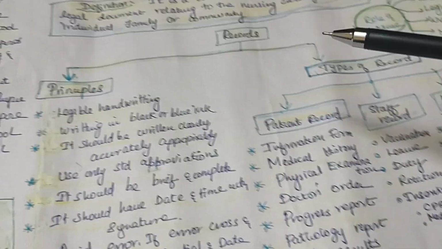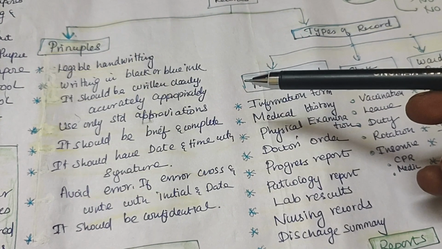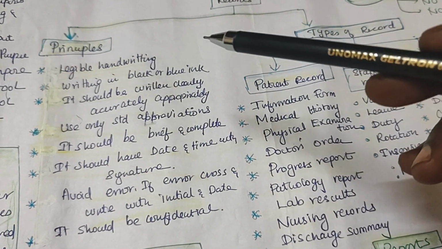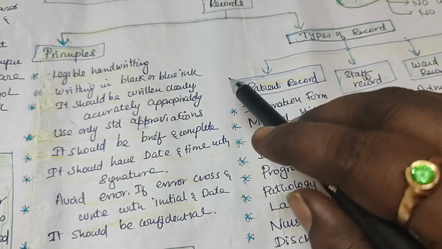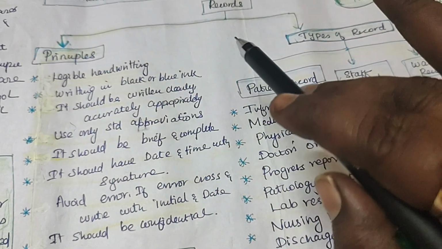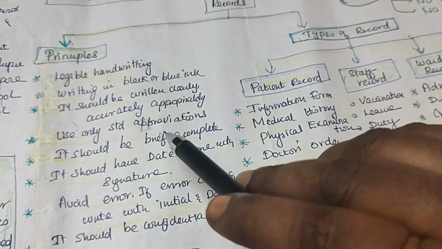We have seen what a record is. What are the principles of record writing? Record writing should always be in legible handwriting. It should be written in blue or black ink. It should be written clearly, appropriately and accurately. Never postpone; you have to record immediately.